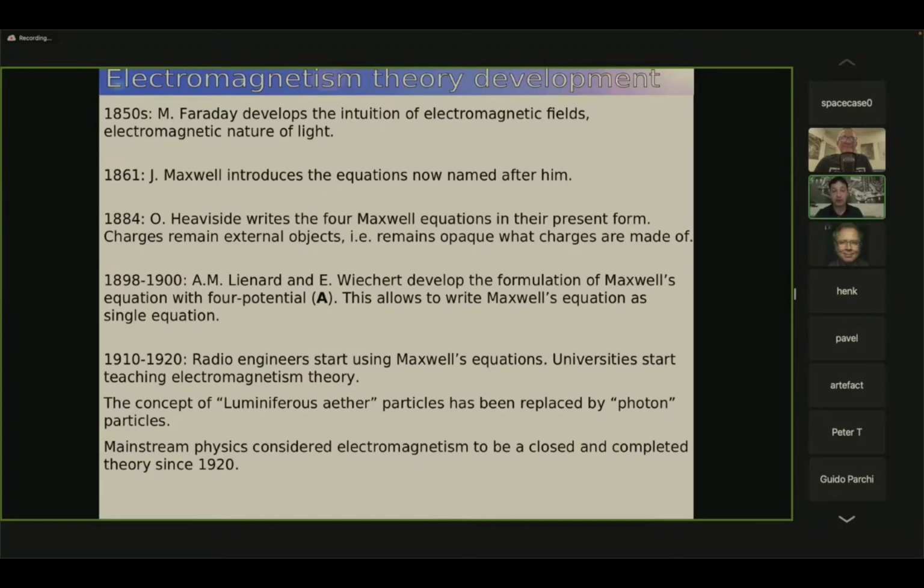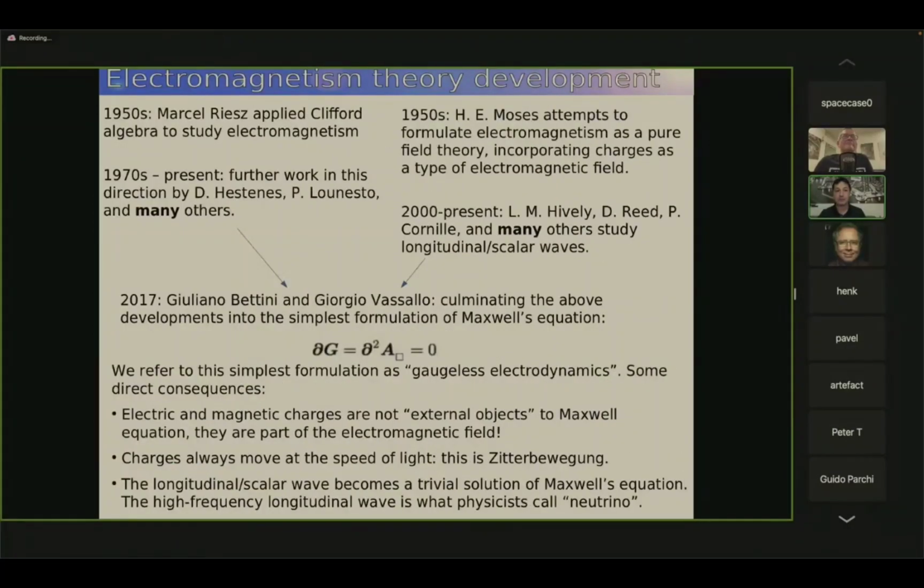Now, once this electromagnetism theory went mainstream around the 1920s, it was considered to be a closed and completed chapter in physics. And pretty much we still learn electromagnetism today the same way it was codified in the 1920s. Okay, question: has anything happened since then? Well, there actually have been a few things. So let's look now at the further development since the 1920s.